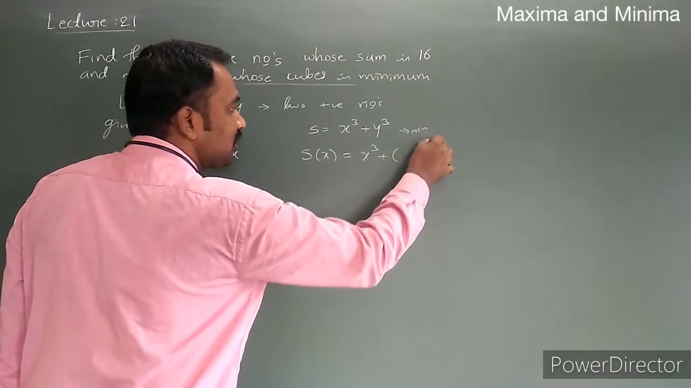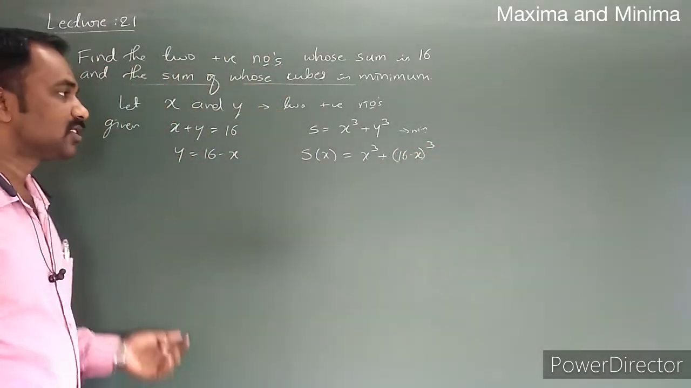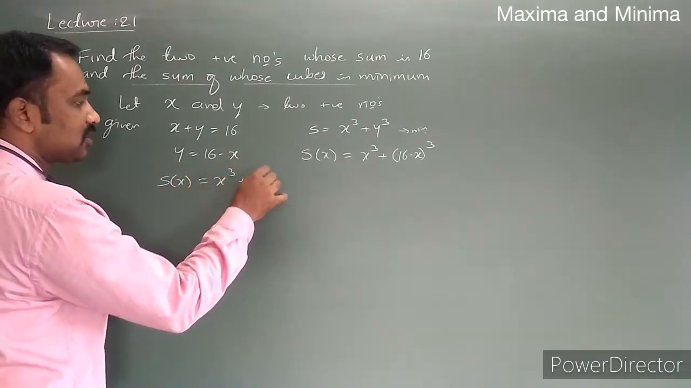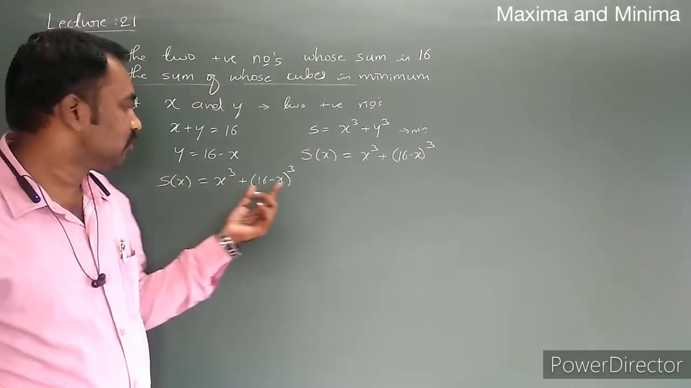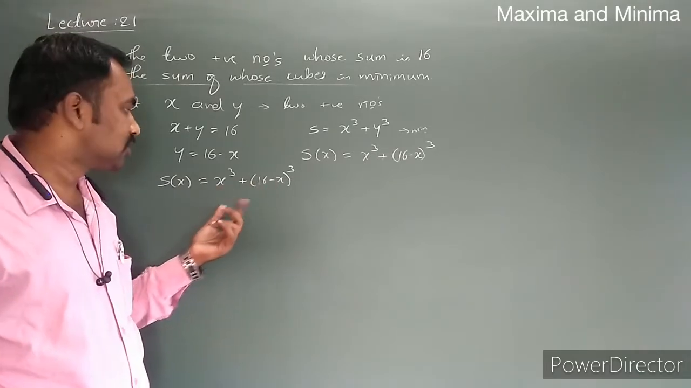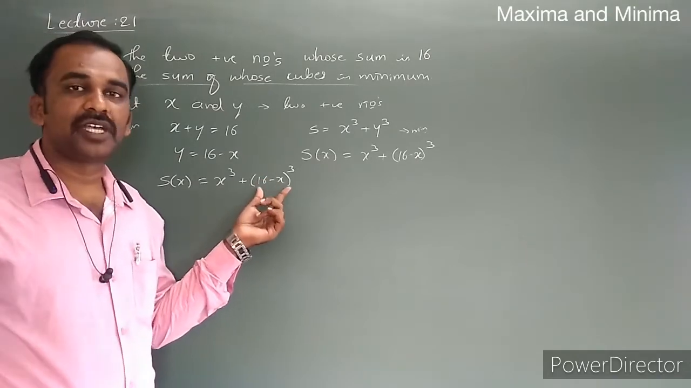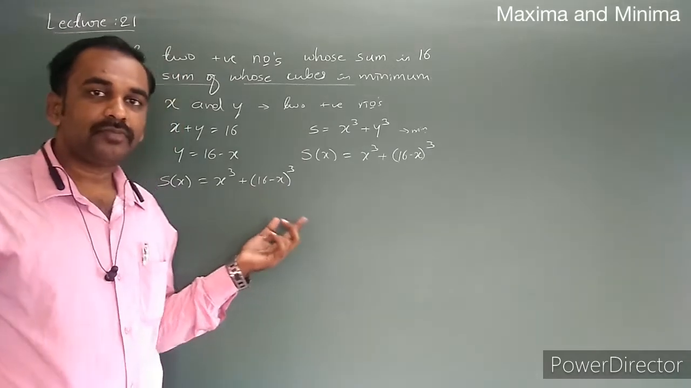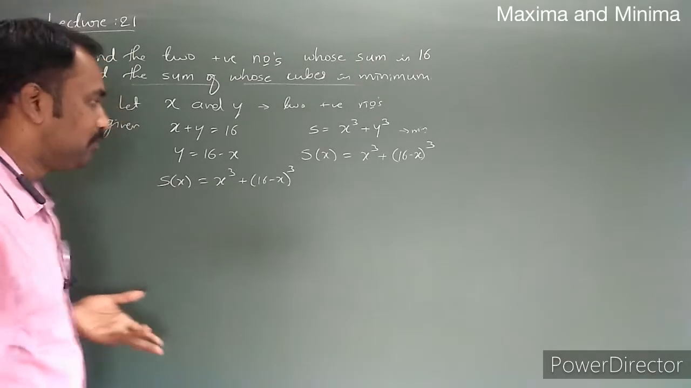X cube plus, in place of y, what is the y value? 16 minus x. So S of x is equal to x cube plus (16 minus x) whole cube. Here we can expand (a minus b) whole cube and then differentiate, or else directly differentiate as usual, since you already know composite function differentiation. Don't waste your time expanding it. If you are not convinced, you can expand it: a cube minus 3a square b plus 3ab square minus b cube.